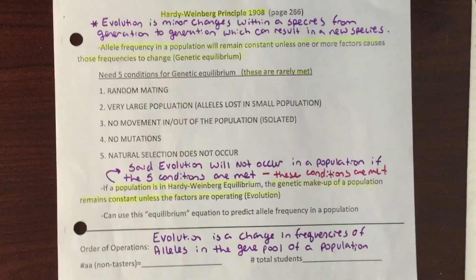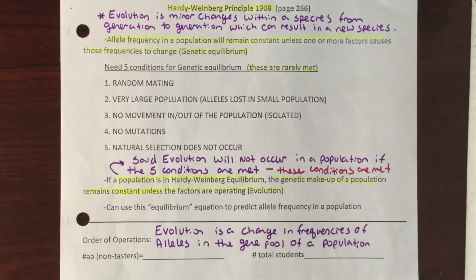So if we think about a population, Hardy-Weinberg said we can't have random mating. Organisms will only mate with other organisms within their little group, and they will not mate or spread their genes with other populations. They said that you have to have very large populations, and the reason is because alleles are lost in small populations. No movement in or out of populations.